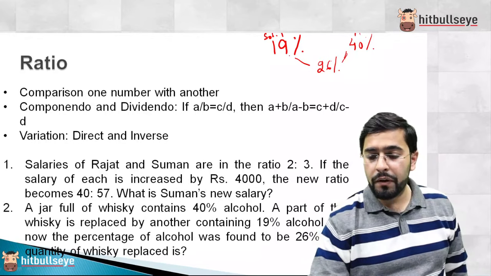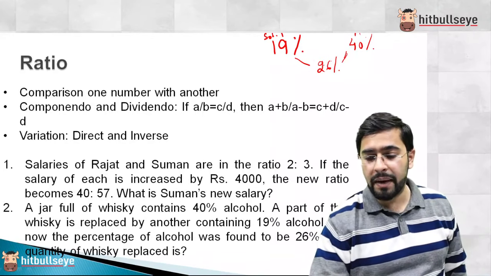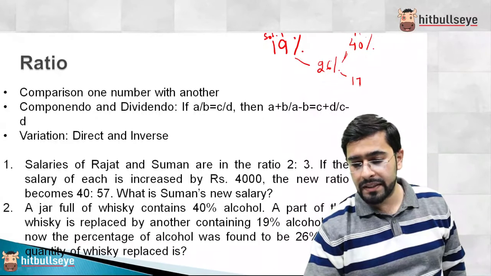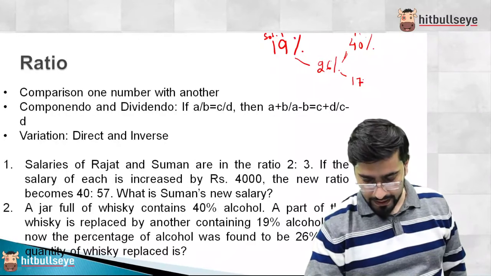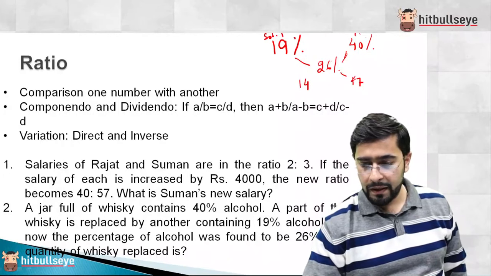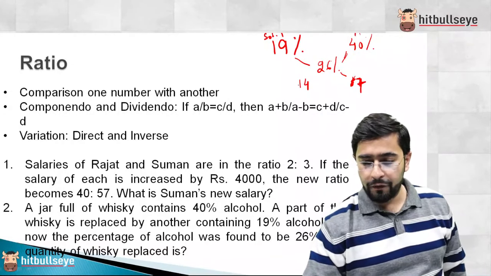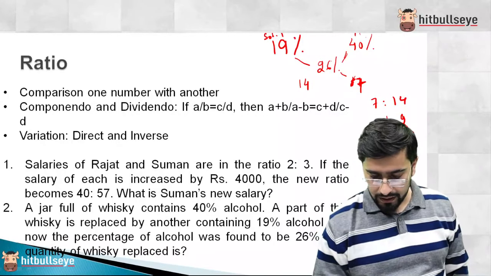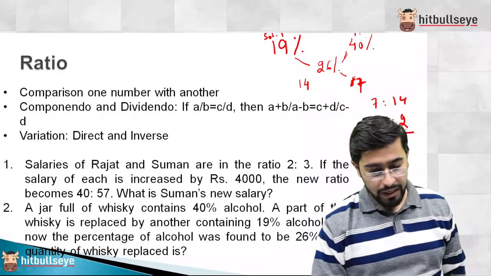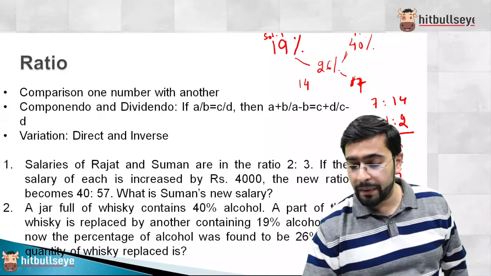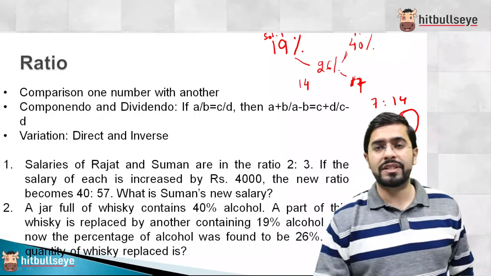Fine, so we subtract them. 26 minus 19 is 7, and 40 minus 26 is 14. So 7 is to 14, or 1 is to 2. That is the final quantity of the mixture, and what is required is the quantity of whiskey replaced. So out of the 3 parts, the replaced is 2. So this is the answer.